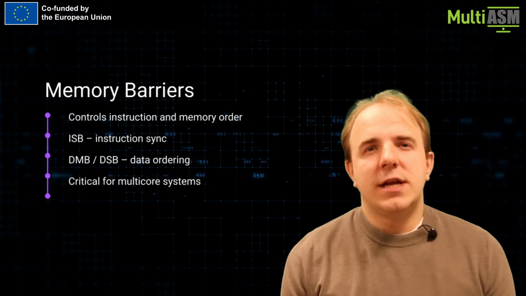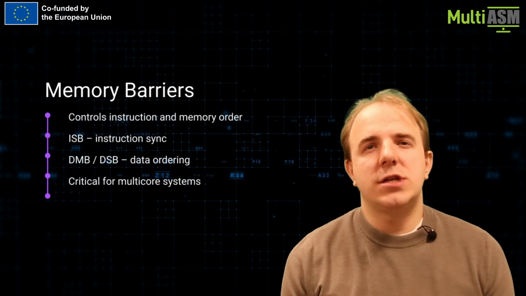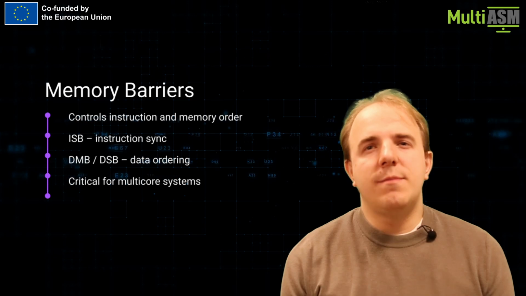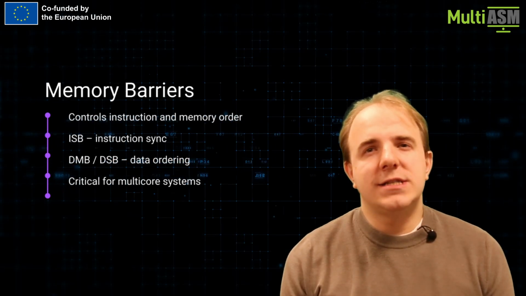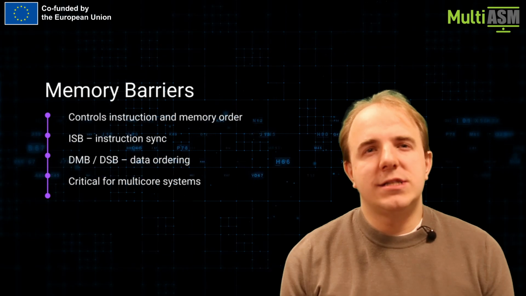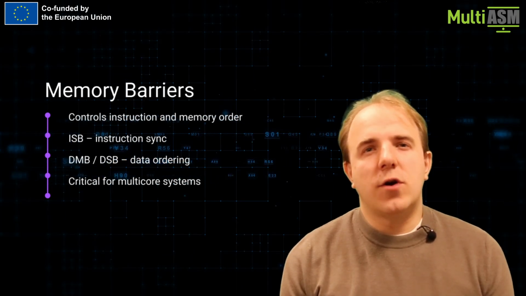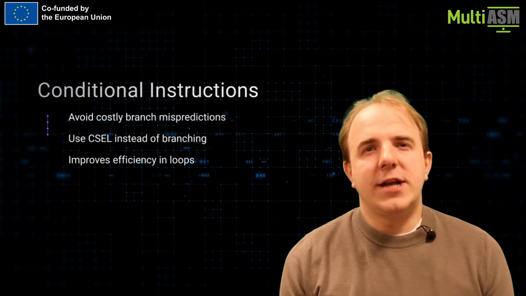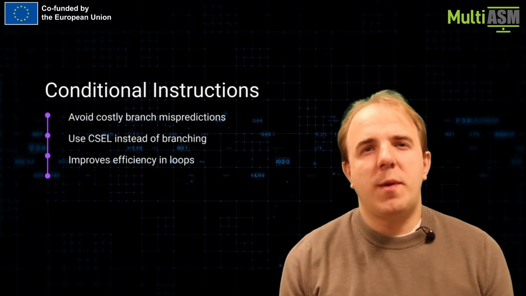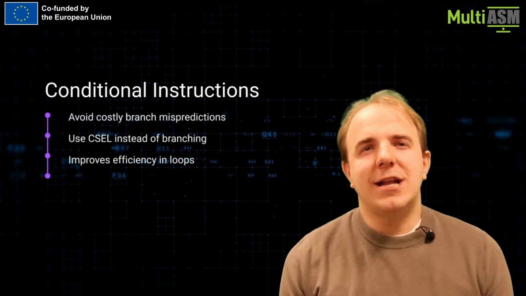An instruction synchronization barrier, or ISB, ensures that previous instruction effects are completed before new instructions are fetched. Data memory barriers and data synchronization barriers ensure that memory reads and writes are observed in the correct order across cores and hardware units. Branch instructions are another source of performance loss, especially when predictions fail inside tight loops.